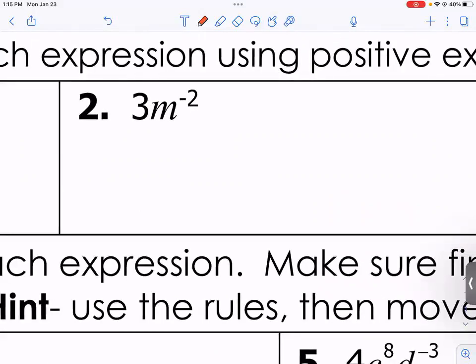Okay, so here we go. 3m to the negative second. Does 3 have an exponent on it? No, so it stays as 3. So this is 3 over m squared. That negative exponent has to go to the denominator.